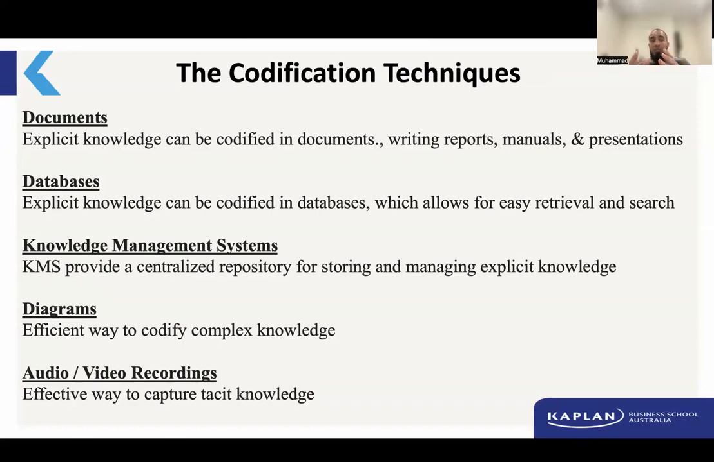Then there are knowledge management systems. The knowledge management systems provide a centralized repository for storing and managing explicit knowledge. Then it is diagrams. Diagrams are a very effective way of codifying complex knowledge, and Kaplan should encourage the employees to store their diagrams in the repository.